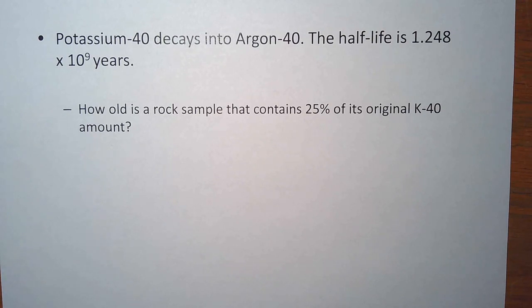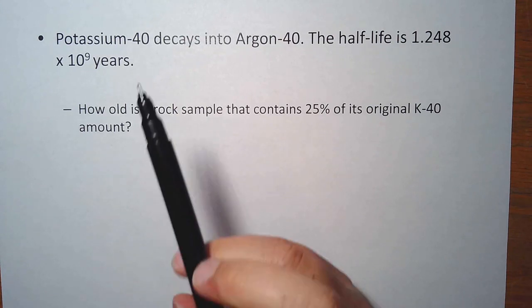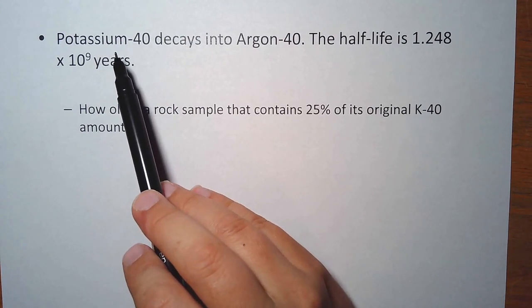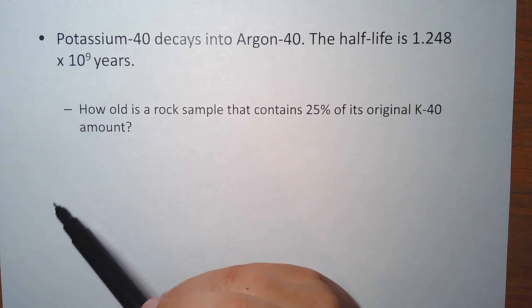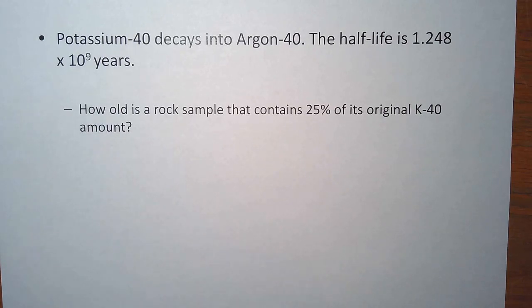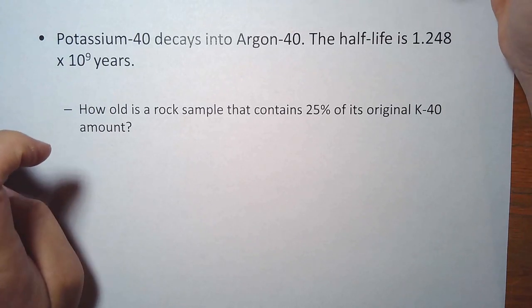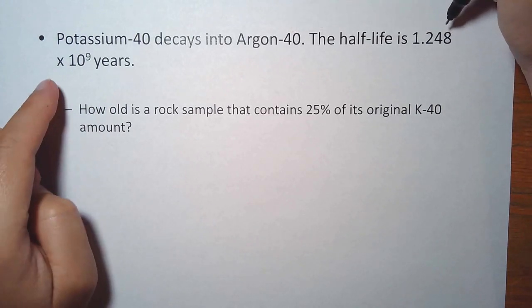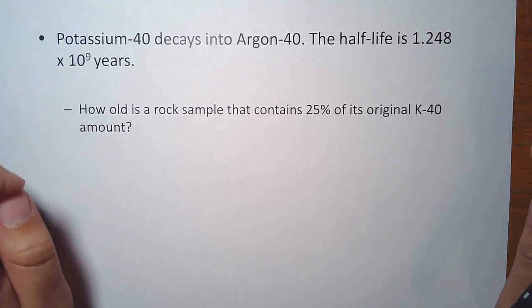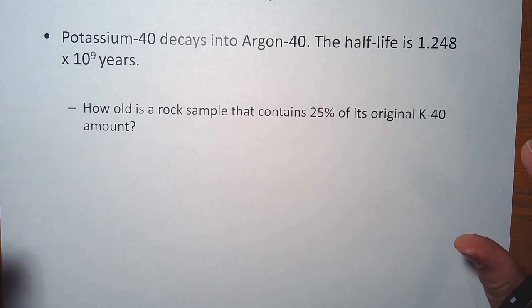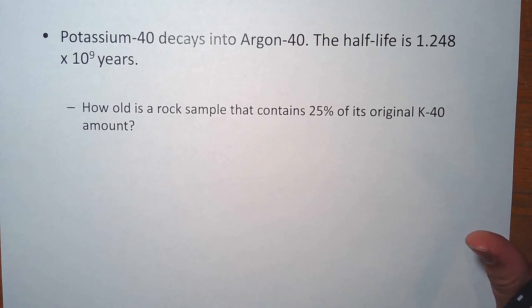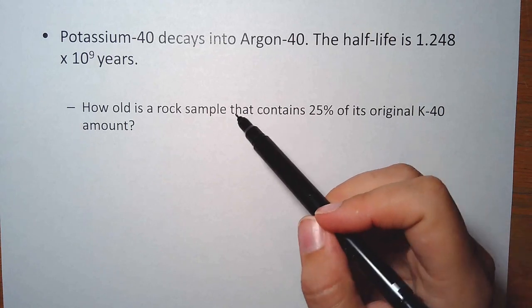Now it's the same principle even if it's not carbon-14. So potassium-40 is very often used to date things like fossils, rock samples, that might be much, much older, like millions of years. Potassium-40 decays into argon-40. So the half-life is 1.248 times 10 to the 9th years. Okay, so very long half-life, so we can use it to date very old things. How old is a rock sample that contains 25% of its original potassium-40 amount?